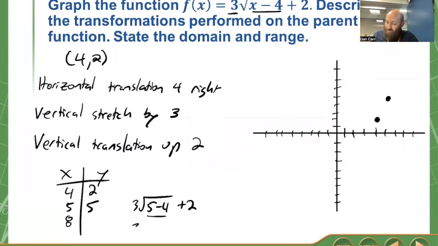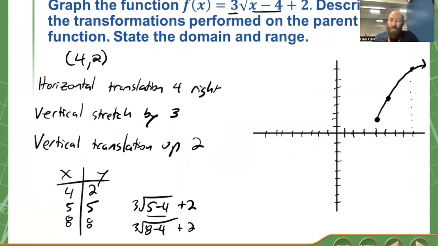If I plug 8 in, that's 3 times the square root of 8 minus 4 plus 2. 8 minus 4 is 4. Square root of that is 2. 2 times 3 is 6. 6 plus 2 is 8. Okay, so we got 1, 2, 3, 4, 5, 6, 7, 8 way up here. So here's what's going to happen. It's going to curve very tall like that.